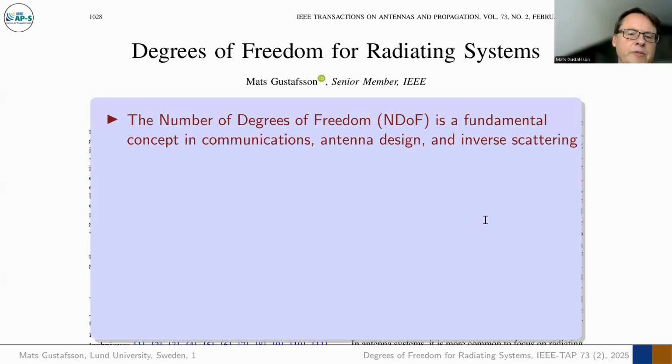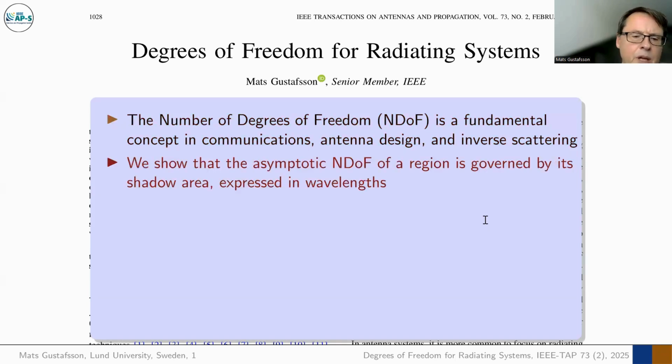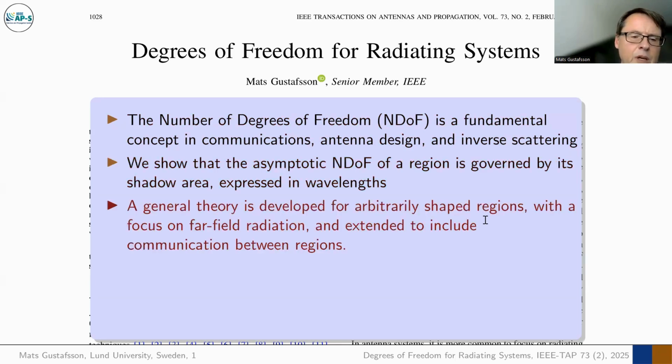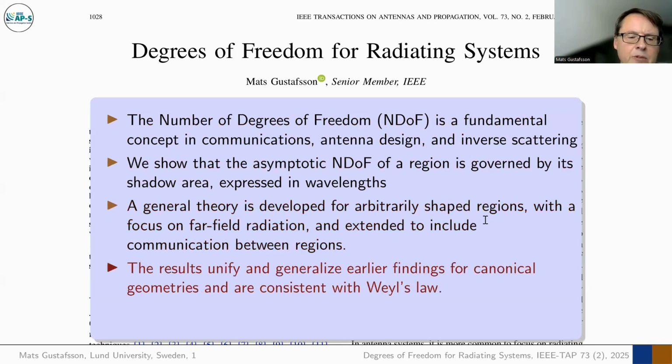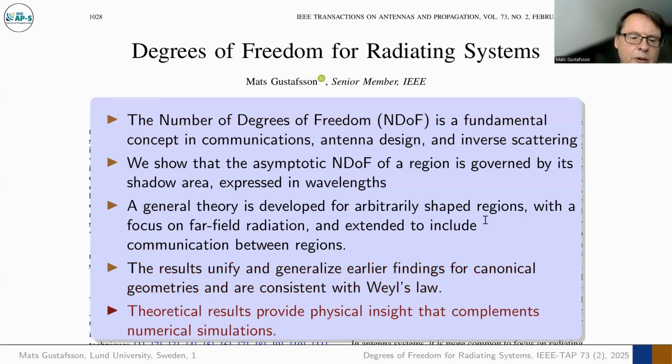So the number of degrees of freedom is a fundamental concept in communication, antenna design, and inverse scattering. We show that the asymptotic number of degrees of freedom of a region is governed by its shadow area expressed in wavelengths. A general theory is developed for arbitrary-shaped regions with a focus on far-field radiation, but also extended to include communication between regions. The results unify and generalize earlier findings for canonical geometries, and it's also consistent with Weyl's law. The theoretical results here provide physical insights that complement numerical simulations.